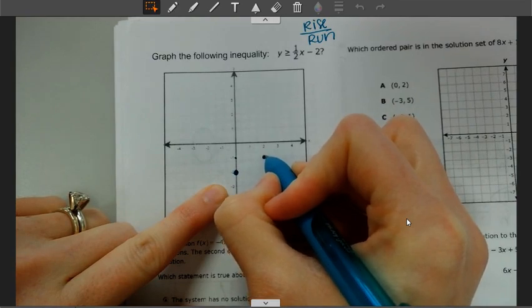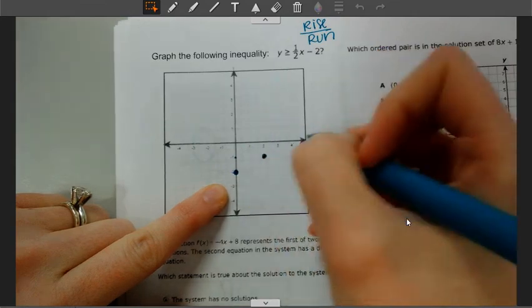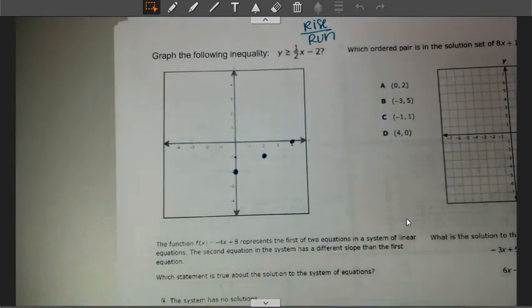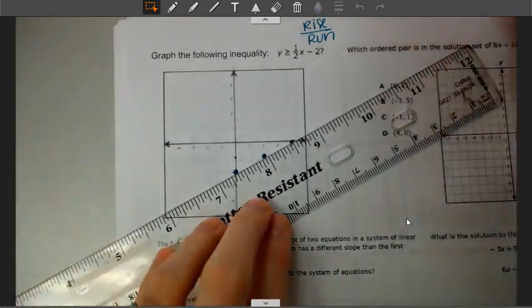Yes, your graphs will hopefully print better, but this is what we got. So go up 1, over 2. I am going to use a solid line. The reason I'm using a solid line is because it has the "or equal to."